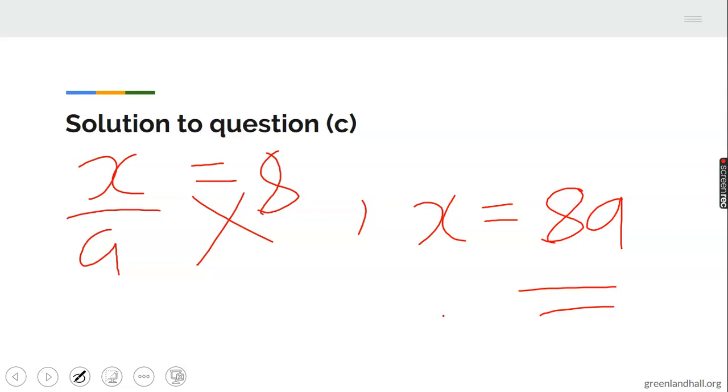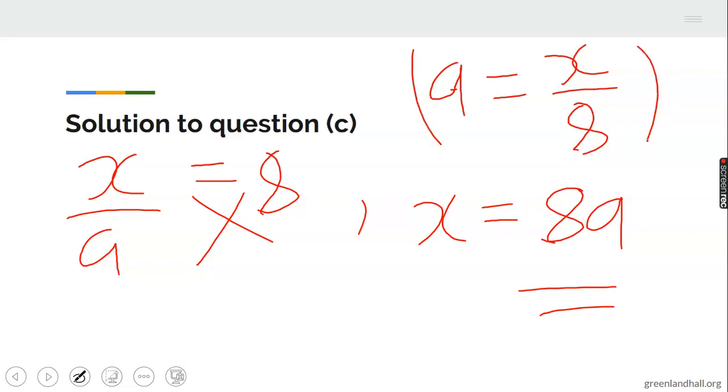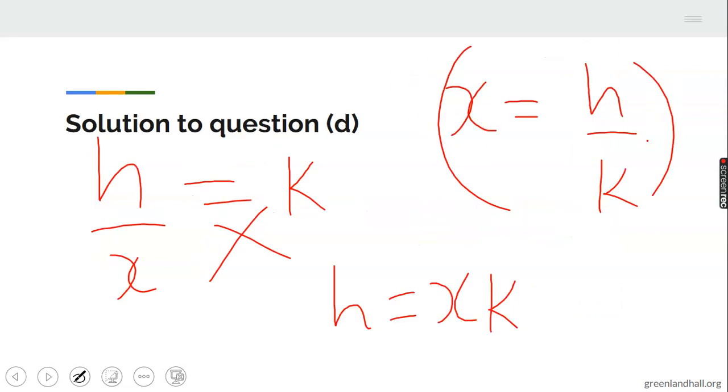Okay, let's start with the first one. We want to make a. Just divide both sides by 8. That is a equals x over 8. That's all. The other one, we want to make h. Let's start from here. Do you see now? It's already out. h equals sk. That is from h.